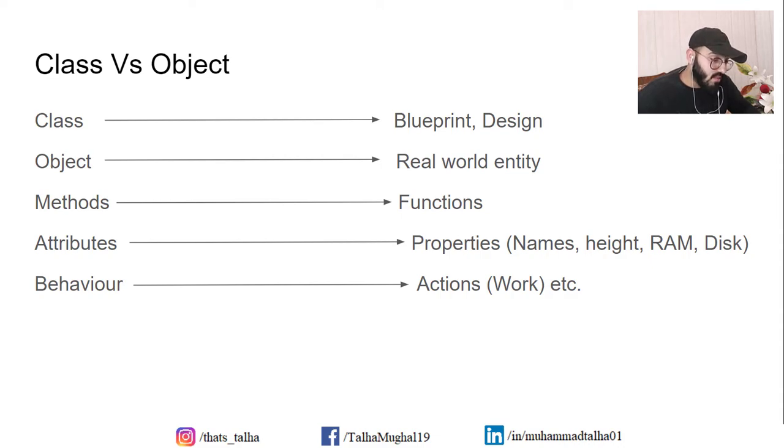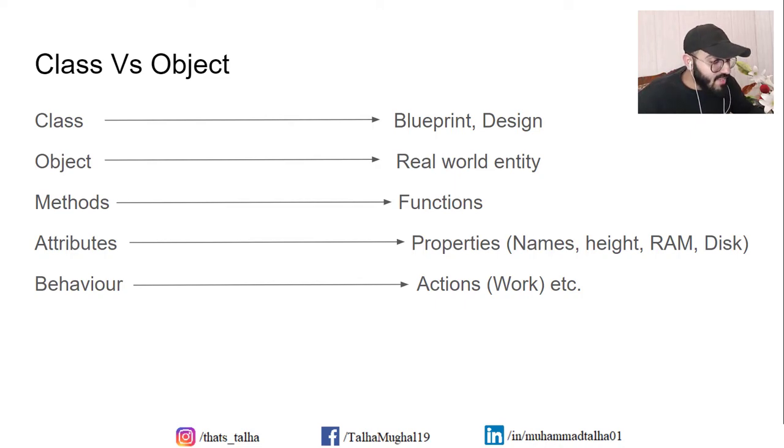The first one is called attributes and the second one is called behaviors. Now when we talk about attributes, these attributes are also called properties. We can also refer to it as data that will define an object. It can be the name of a person, the height of a person, the RAM of a laptop or the hard disk drive of a laptop.